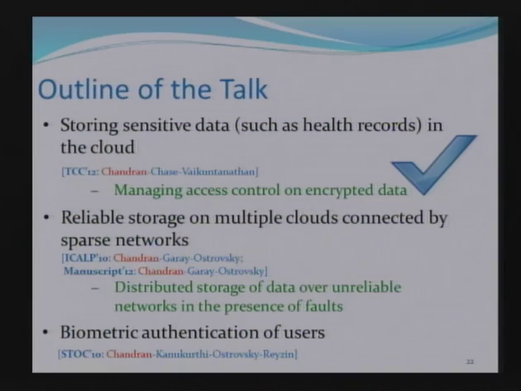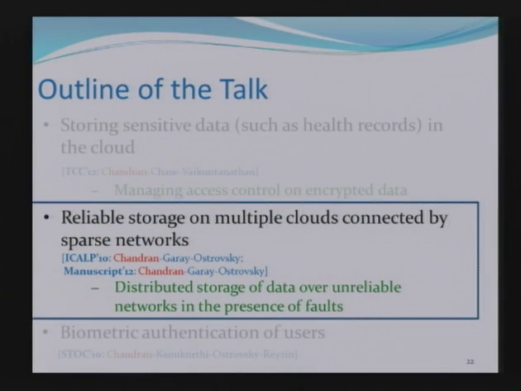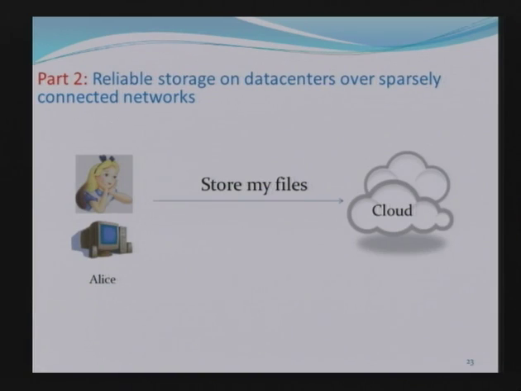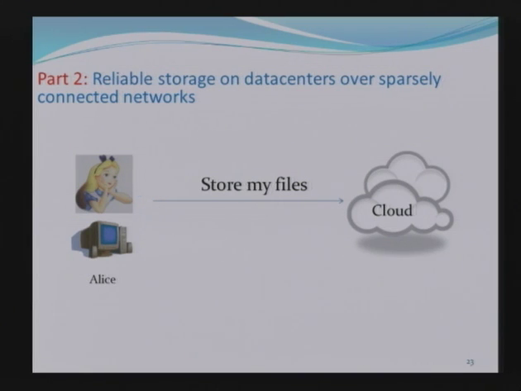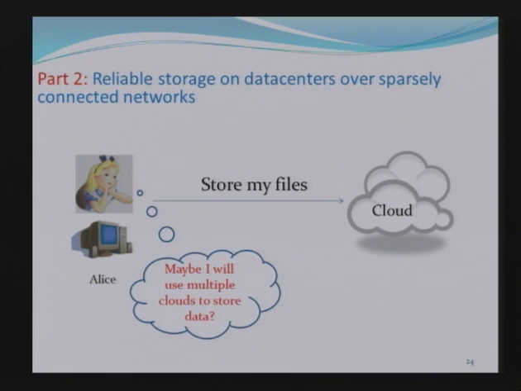So the second part of my talk deals with reliable storage on multiple clouds that are connected by sparse networks. So here's the setting. Alice wants to store all her files in the cloud. But of course she wonders, will the cloud store my data reliably? What happens if something is lost? And a natural question is, maybe if she uses multiple clouds, or if the cloud uses multiple servers to store her data, there'll be more reliability.